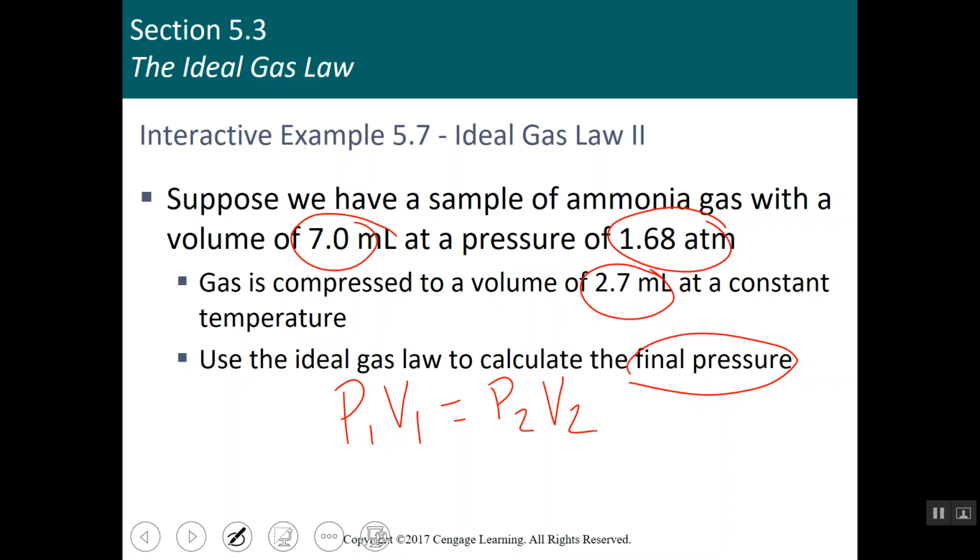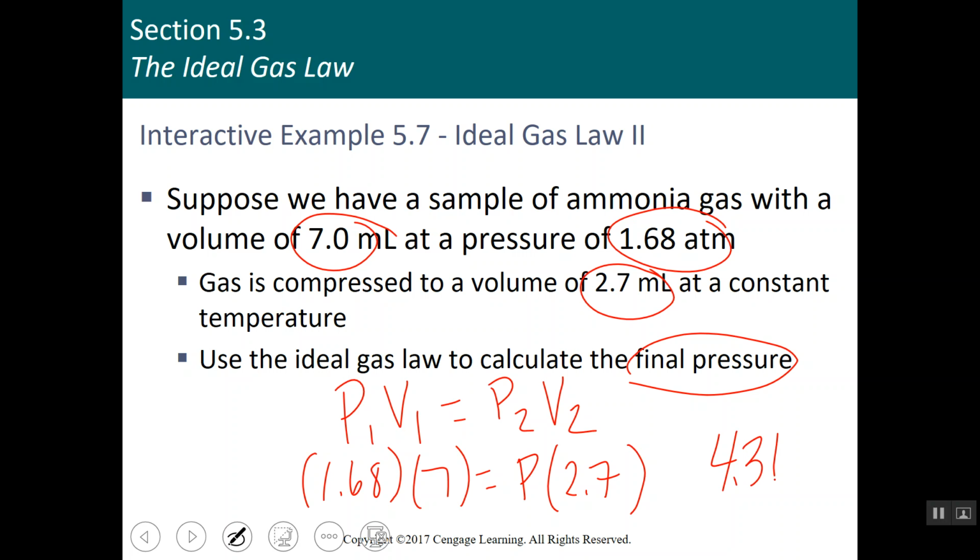So the initial conditions, we have a pressure of 1.68. We have a volume of 7, and we can leave it in milliliters. What's the pressure going to be? So what is our pressure going to be if we compress that particular ammonia gas to 2.7? So if we take 1.68 times 7, and then we divide that by 2.7, we come up with a pressure of 4.36 atmospheres. And so we just use Boyle's law to do that problem instead of using the ideal gas law.